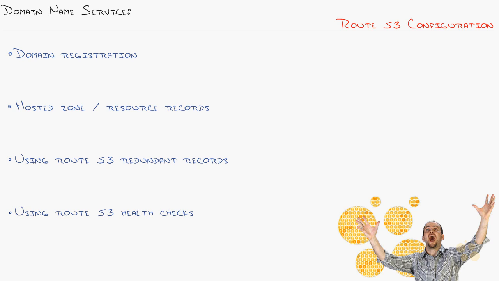We'll then get into taking our hosted zone, configuring the base resource records, and then spend a significant amount of time on the redundant records and the health checks, kind of the things that make AWS unique. And I will say the redundancy, the weighted and the GeoDNS, all those kind of things can be confusing if you haven't seen them before.